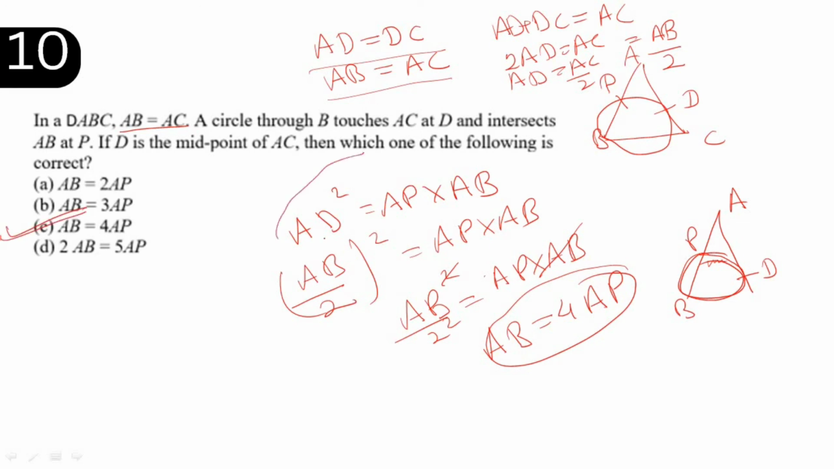So the game of this formula, you have understood now. This formula was the father of this question: AD square is equal to AP into AB.